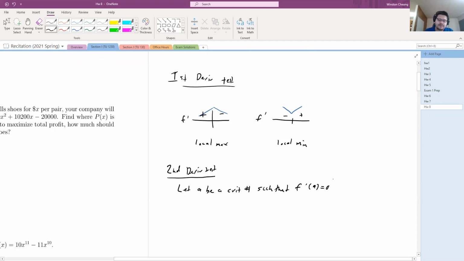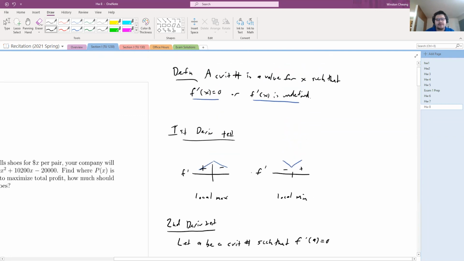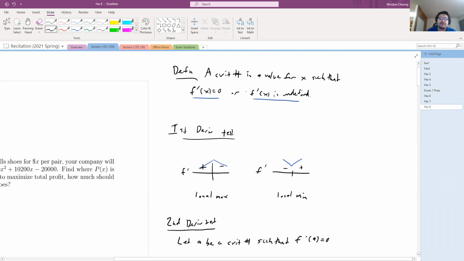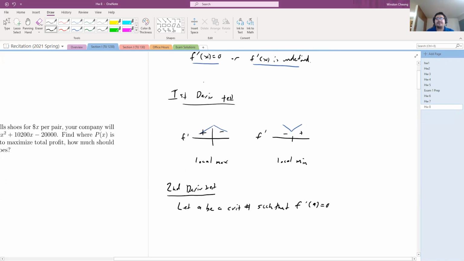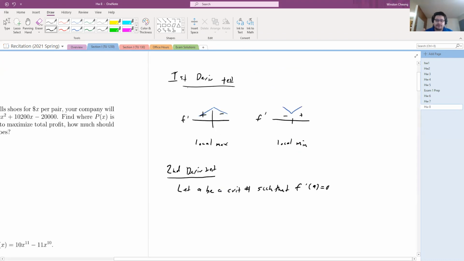So what this means is that in the definition of a critical number, either the critical number is a place where the derivative is 0, or it's a place where the derivative is undefined. We are actually only interested in the ones where the derivative is 0, so you want to filter that list of critical numbers down to just those. Then the second derivative test says you can use those critical numbers and plug into the second derivative. And that tells you something called concavity, the way that the function curves.